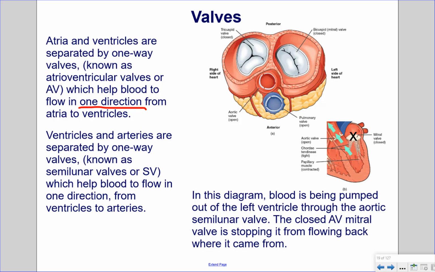came from. This is absolutely crucial for sustaining life, because if blood flowed back in the direction which it came, the heart would not be an effective organ at pumping blood.